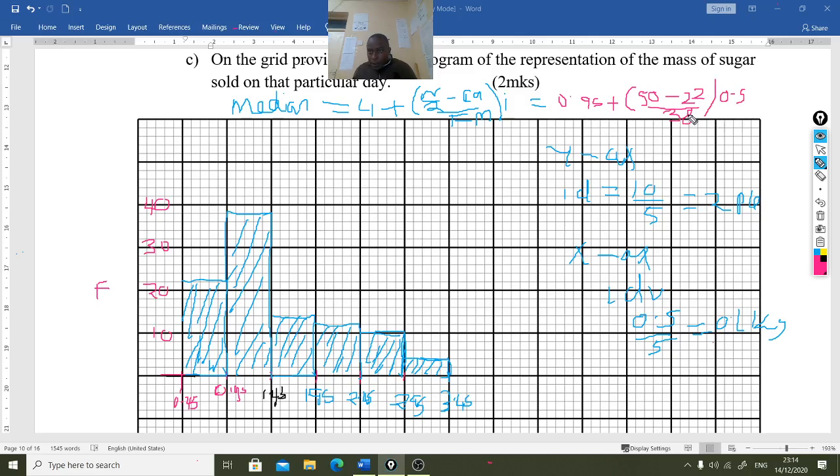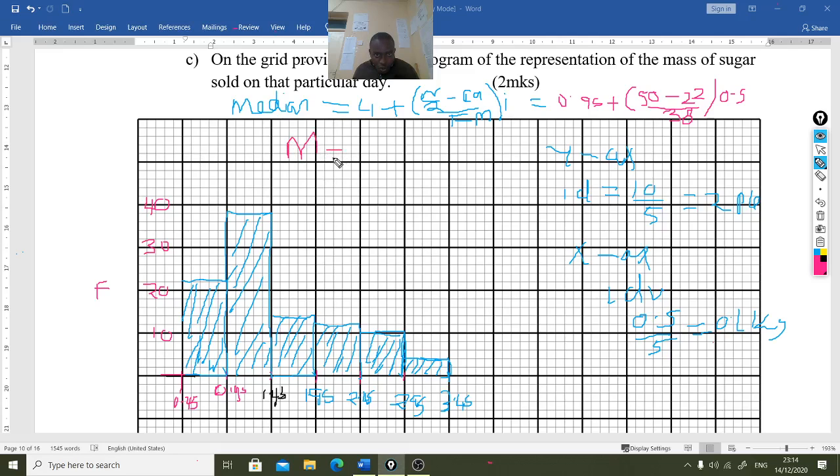So you'll find 50 minus 22 is 28. So 28 divided by 38 gives you 0.73, then times 0.5, you will get 0.3684. So we add the two.